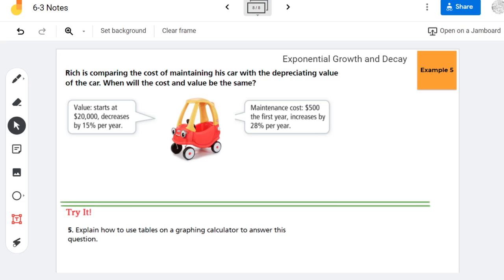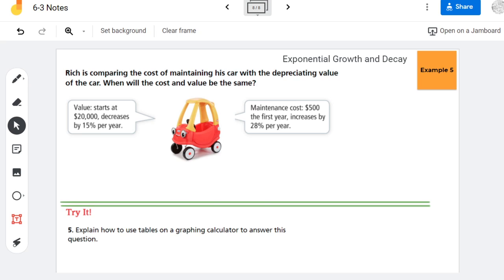In today's video, I'm covering example 5 from lesson 6-3 in the SavvasRealize Algebra 1 textbook. The goal of this video is to examine exponential growth and decay and compare them. So it says that Rich is comparing the cost of maintaining his car with the depreciating value of the car. When will the cost and the value be the same?